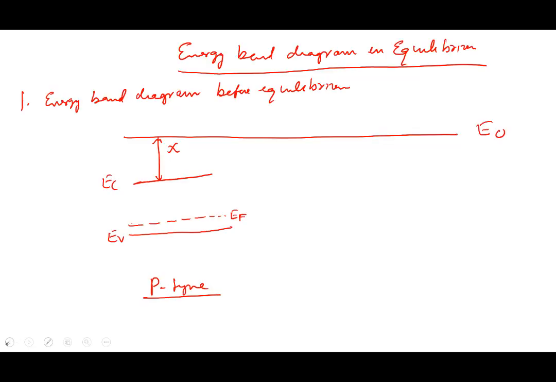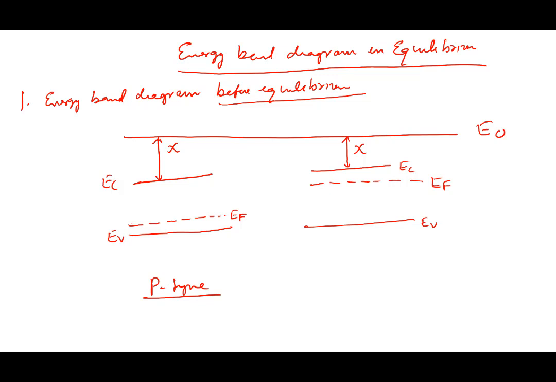Then we locate our n-type, the other part. N-type is also located an electron affinity away from the vacuum level, because it's silicon. So EC, EV, and because it's n-type, I know the Fermi energy is going to be somewhere here. So that's the diagram that I said you need to draw first: the energy band diagram before equilibrium.